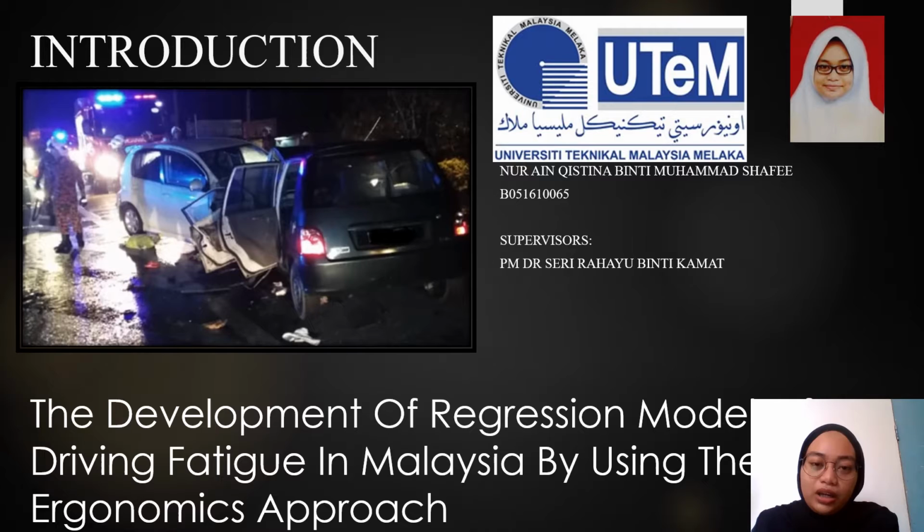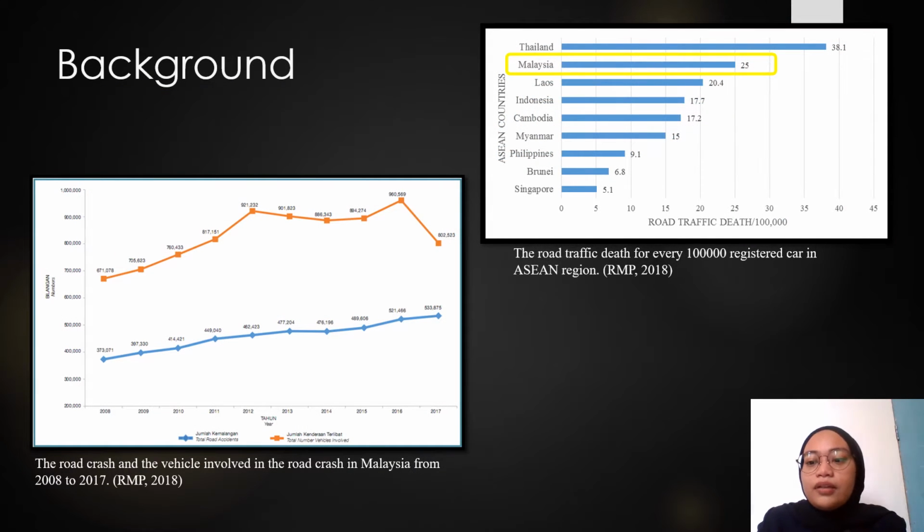In a big picture, my project is about building a mathematical equation based on the brainwave captured by a software called EEG, electroencephalography, in which my subjects will drive the simulation for a maximum of 60 minutes. Let's move to the next slide. Without further ado, let's get started.